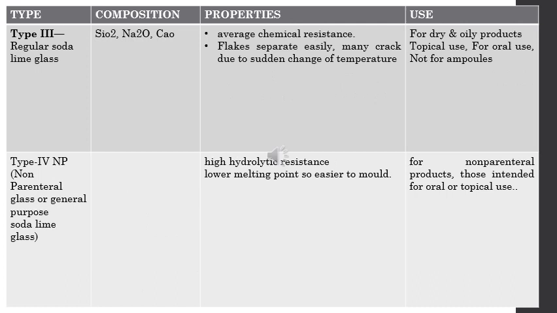Next we come to type 3 or regular soda lime glass. It has average chemical resistance. The flakes separate easily and it may crack due to sudden change in temperature. It is generally used for dry or oily products, for topical use and for oral use, but it is not used for preparing ampules. Then we have type 4 or non-parenteral glass.